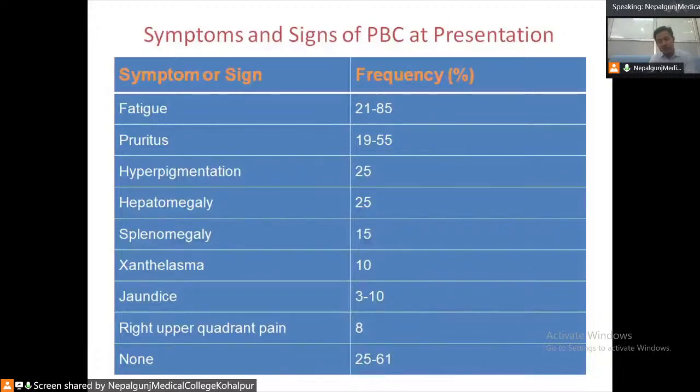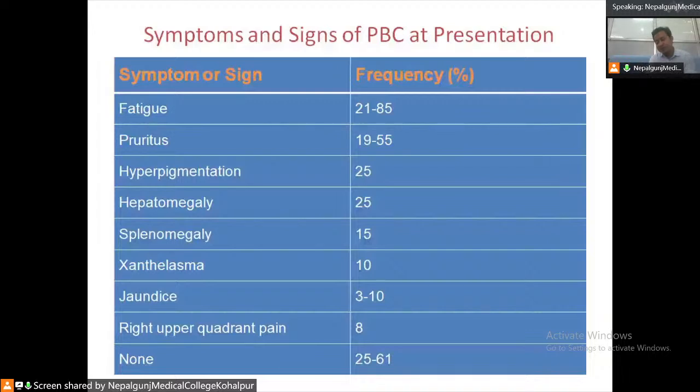Jaundice is again related to the liver injury, cholestasis. Right upper quadrant pain is due to hepatomegaly, and some patients are asymptomatic. As already told you, the average is 25 to 61% are asymptomatic. So these are the common symptoms and signs: fatigue, pruritus, hyperpigmentation, clinically hepatomegaly, splenomegaly, and you get xanthelasma, xanthomas. Okay, these are the common symptoms.